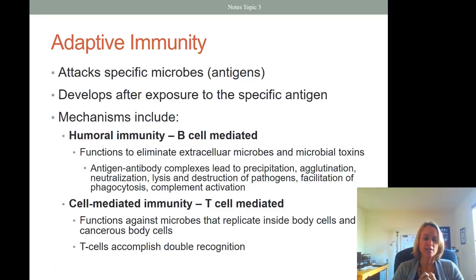Cell-mediated immunity is T-cell mediated, and it functions against microbes that replicate inside body cells. It also functions to help protect us against cancer. T-cells have to accomplish double recognition. They have to recognize both body tissues or body cells and a foreign antigen. So both self and non-self antigens.